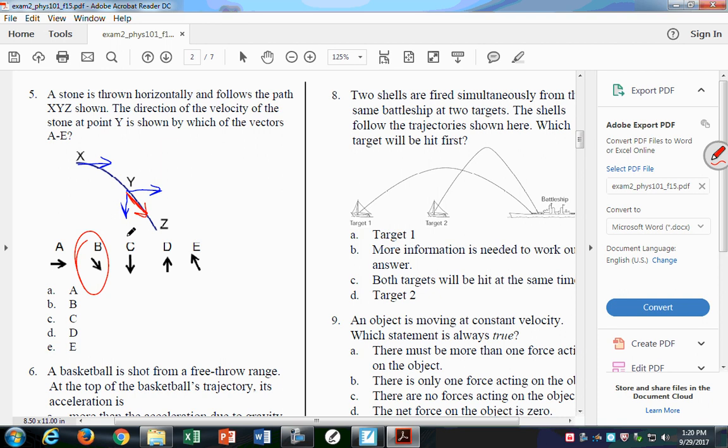There's some others here. All right, any other questions about projectile motion? We can move on to forces.